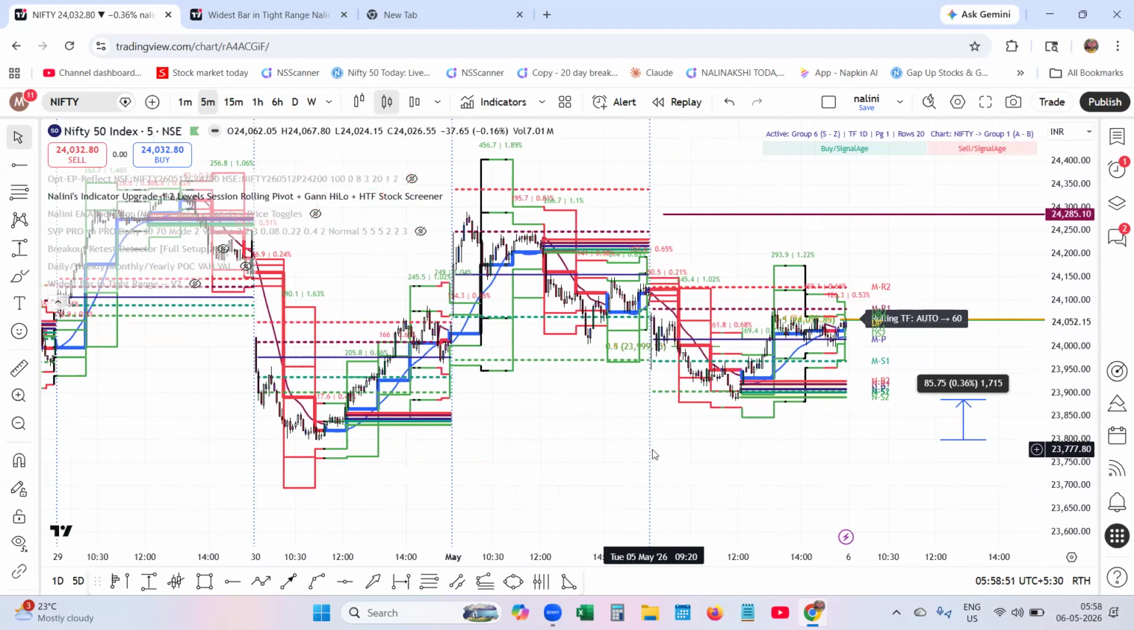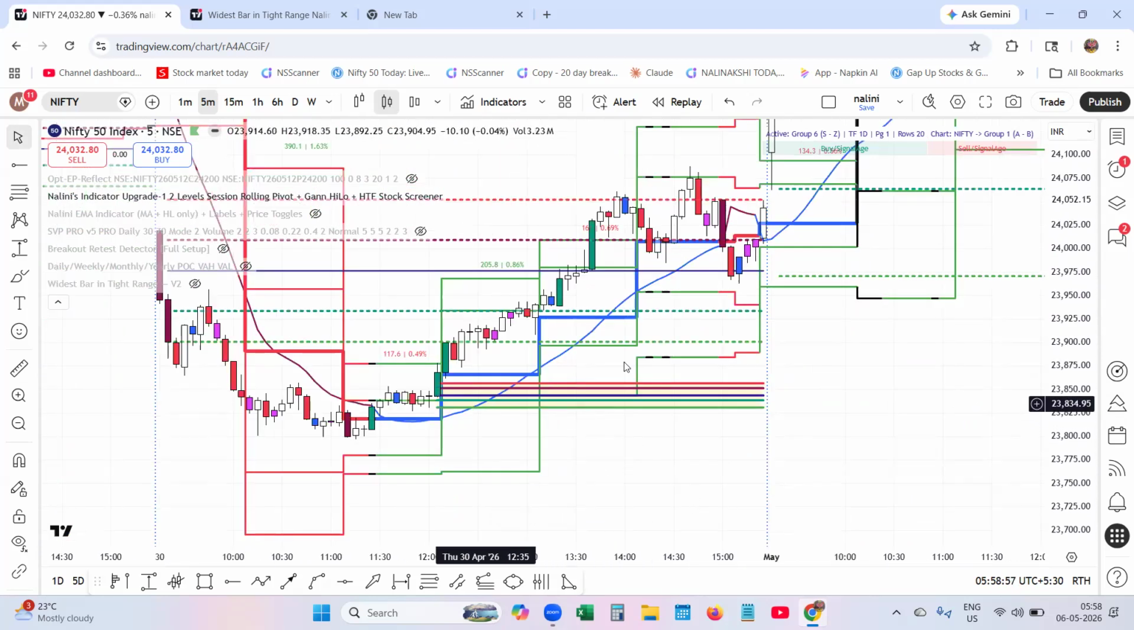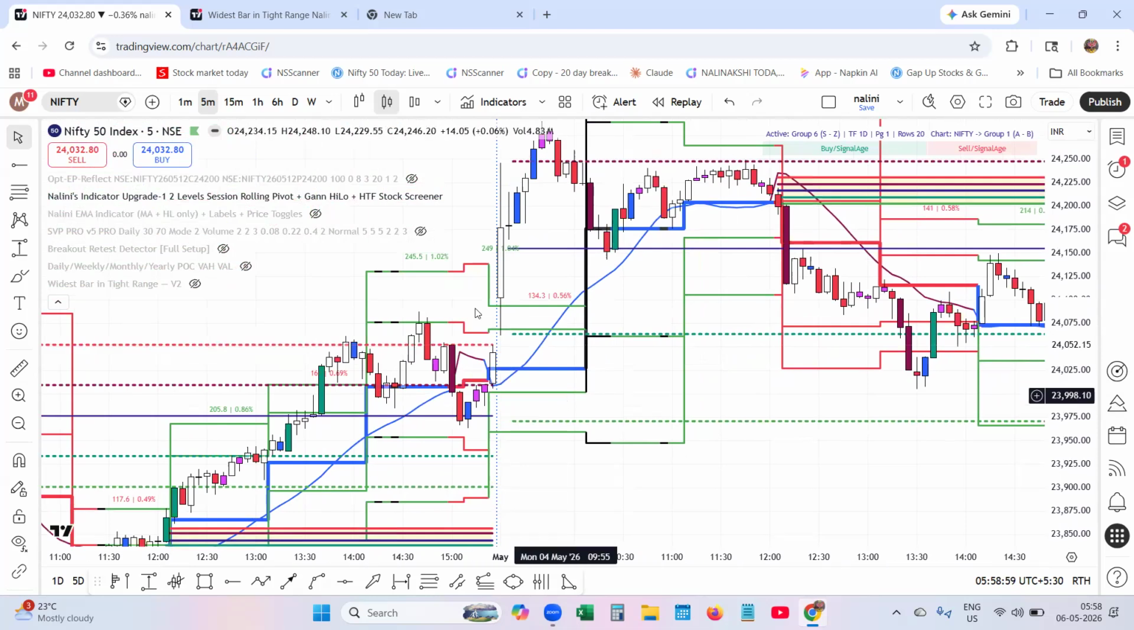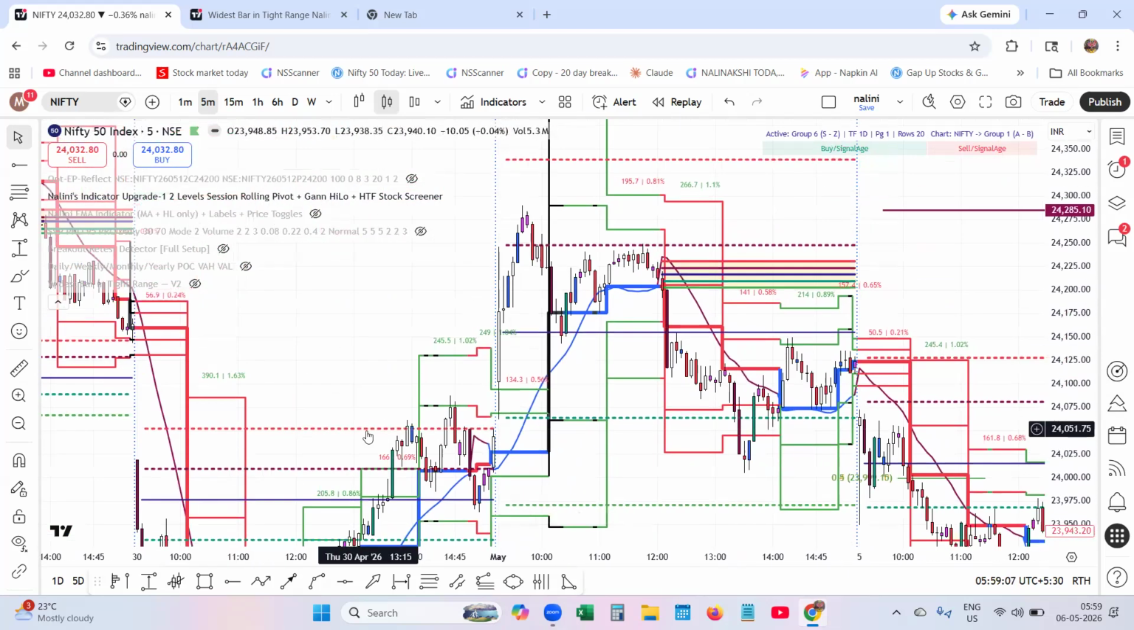Okay. Whenever the noon pivots are at the bottom and supporting, you can see the continuation of the rally. Continuation of the rally. This was on last Thursday. Last Thursday, that means Friday, market moved up.